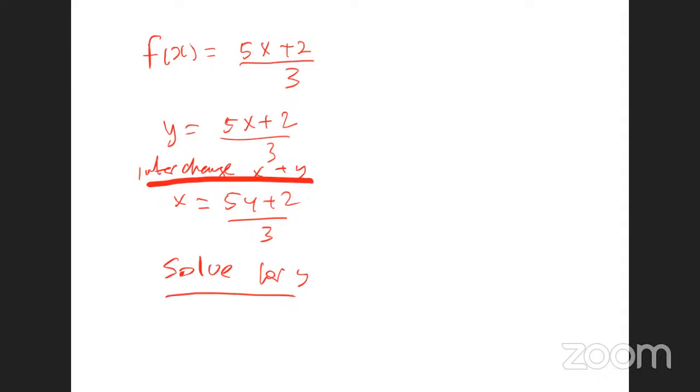Before you solve for y, what do you do? Make sure you have y on the left hand side. So we have 5y plus 2 over 3 is equal to x. What do we do when we reach here now?